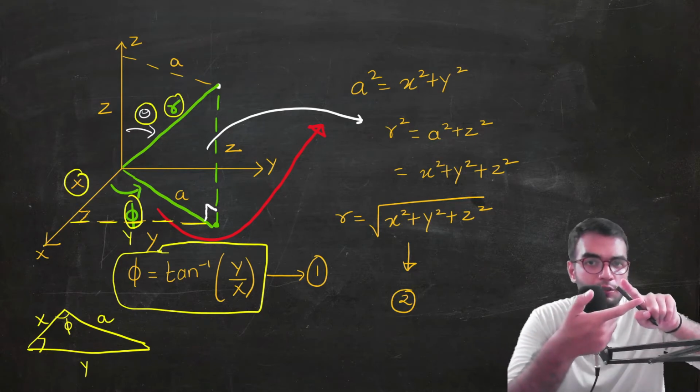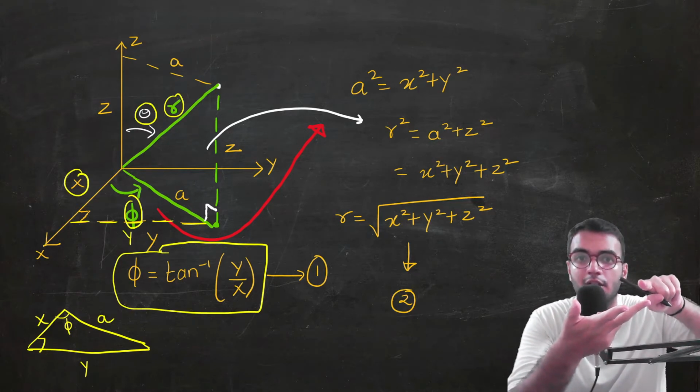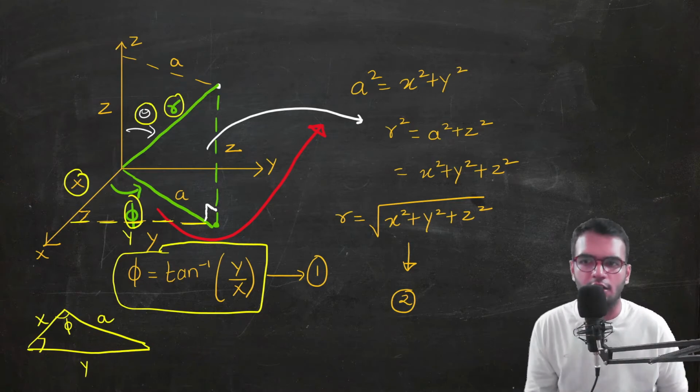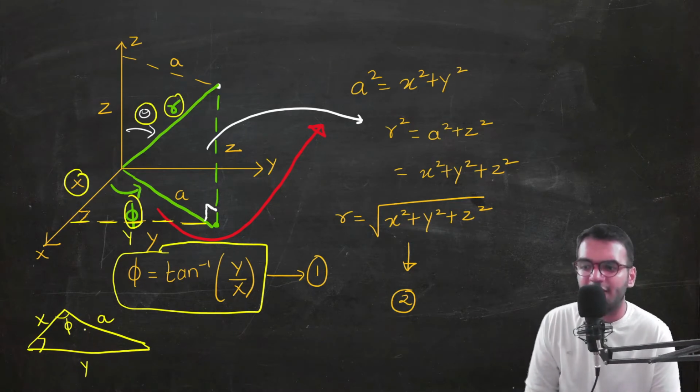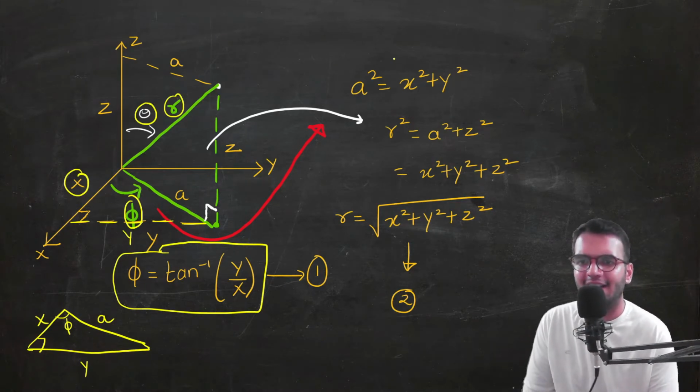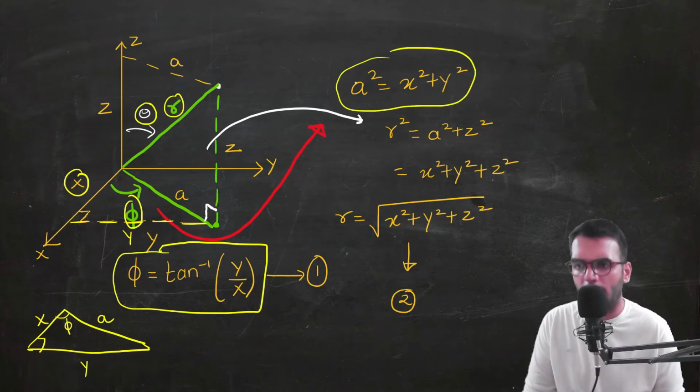This is the same thing we did for polar form. This is the same thing we did for cylindrical form. Nothing new. In the same way, for a, I can apply Pythagoras theorem. So I will get a square equals x square plus y square, right? For this triangle.